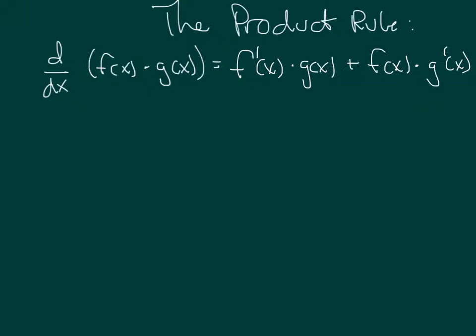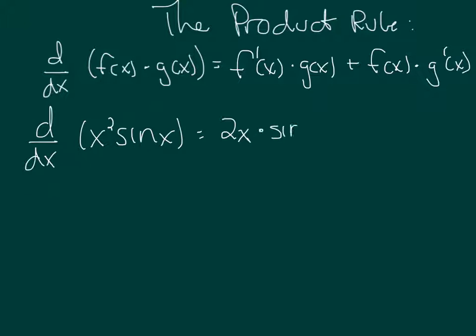Let's look at an example. If we take the derivative of x squared times sine x, then we take the derivative of the first, which is 2x, times the second, so we don't change sine x at all. Then we add the first times the derivative of the second, which is cosine x.